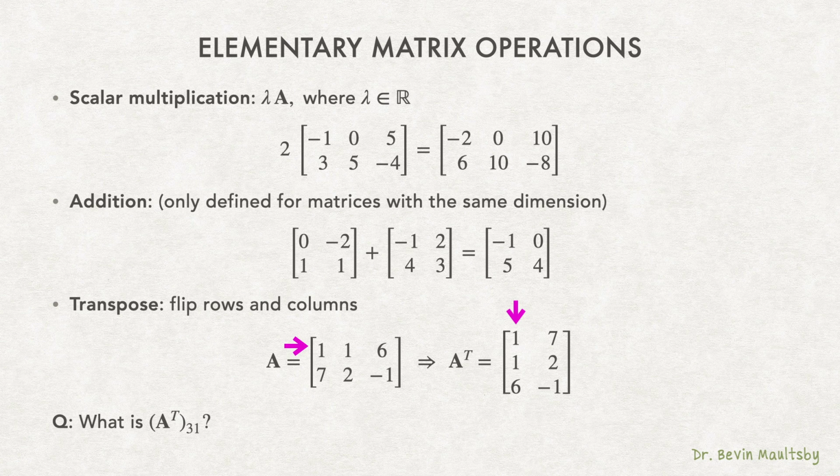of A transpose. Okay, so here's our first quick exercise, just making sure you understand indexing. What entry is in the 3,1 position of A transpose?